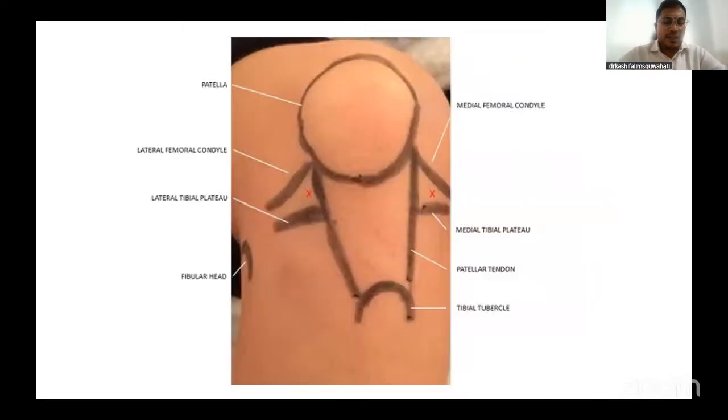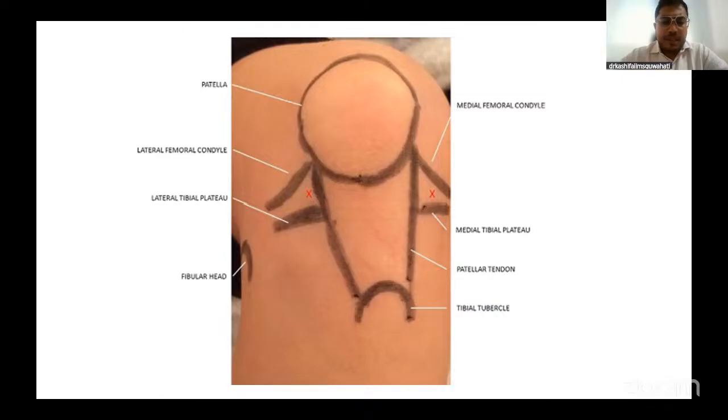So let us look at first the anatomical landmarks. So we start with the patella. So we find out the entire borders of the patella, the inferior, the medial, lateral, and the superior borders. We mark it with the pen. Then we go over to the next bony landmark, that is the tibial tuberosity. We mark it. And then we find out the medial and lateral borders of the patella tendon.